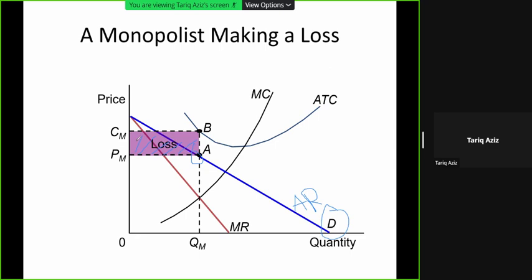So these curves and loss and profits are the same, just like in the case of perfect competition. The only difference is that in perfect competition the demand curve was a straight line, but in the case of monopoly, the demand curve is downward sloping. Marginal revenue and average revenue are different, but in perfect competition, marginal revenue and average revenue are the same.